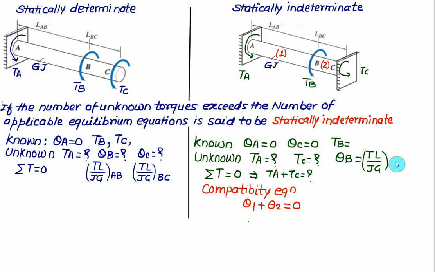Equation number 1 is for theta b, equation number 2 is for torque, and equation number 3 is theta 1 plus theta 2 must equal 0. So we have three equations and three unknowns, so the problem can be solved. Here we have three equations that are already known to us. This value of summation of T equal to 0 will give the value of TA.